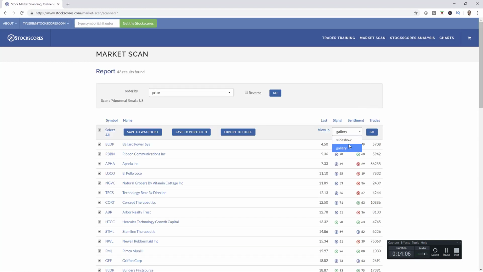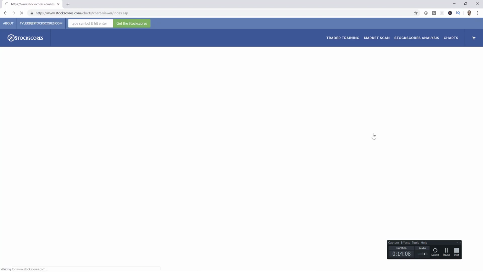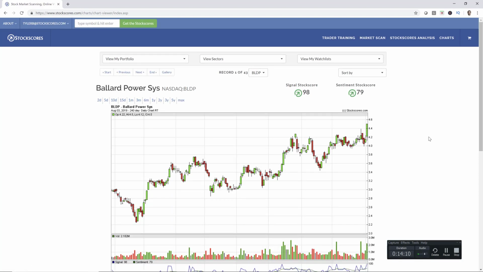We're going to view these in the slideshow so that I can go through them a little more carefully and just analyze how I would look at these charts. So first up, Ballard Power. On this time frame, it looks excellent. We've got rising bottoms and a flat line of resistance. That is an ascending triangle pattern. We broke out through the pattern with strong volume. And on the daily time frame, it looks excellent.